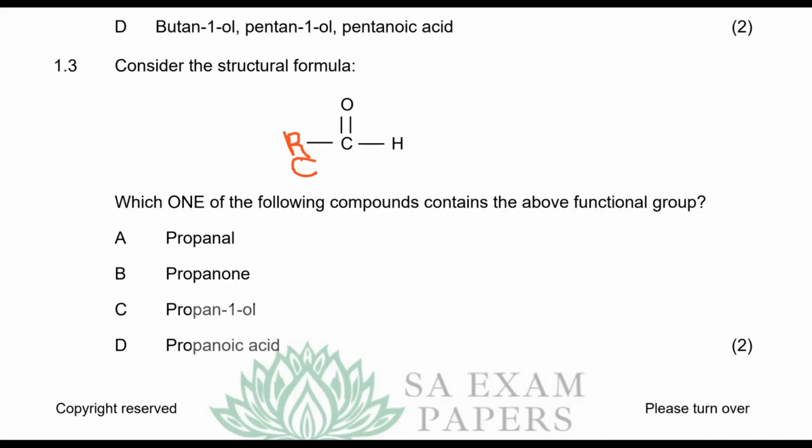And then the question says, which one of the following compounds contains the above functional group? This functional group that she's given here. Let's start at the end. Option D is propanoic acid. Propanoic acid, you have your C double bond O, and then your OH. It's a carboxylic acid, oic acid, right? And then here you have your C or R group like this. So it's not the same as the one given here.